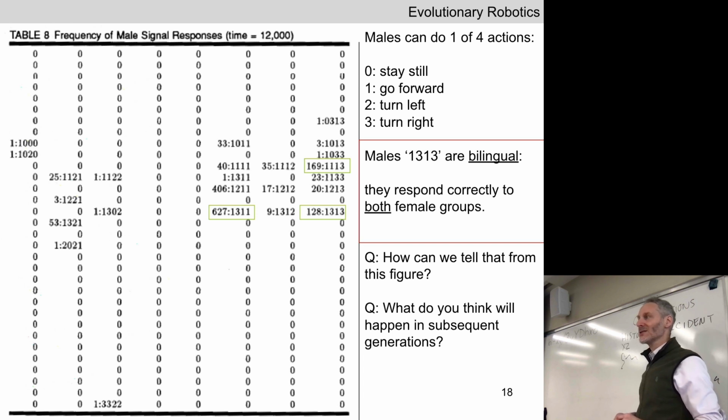I'm going to advance this slide a couple more slides. What do you think is going to happen? Who are you rooting for here? They're probably gonna lose numbers as the 1313 gets bigger.